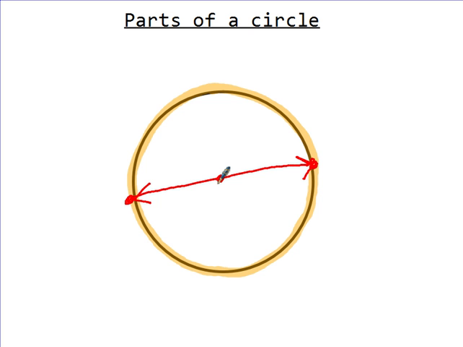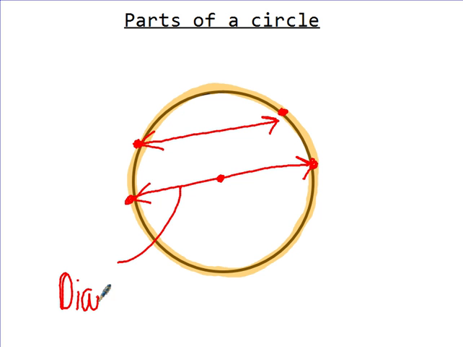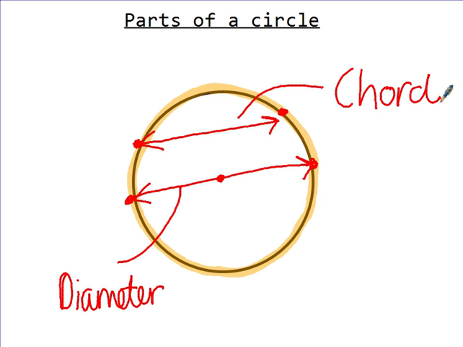The next piece of vocabulary we will learn is chord. Now a chord is similar to the diameter, but it has a key difference. A chord joins 2 points on the circumference, but it doesn't pass through the centre. So this line, because it passes through the centre, we call the diameter. Now this line, because it doesn't pass through the centre, we call a chord. I'm just going to rub out this red line.